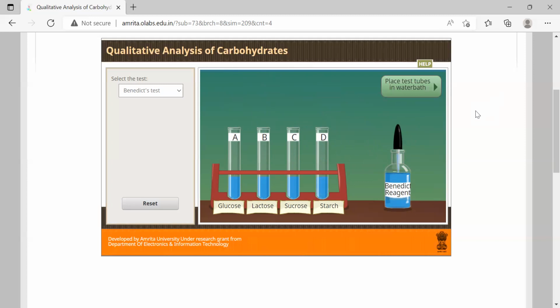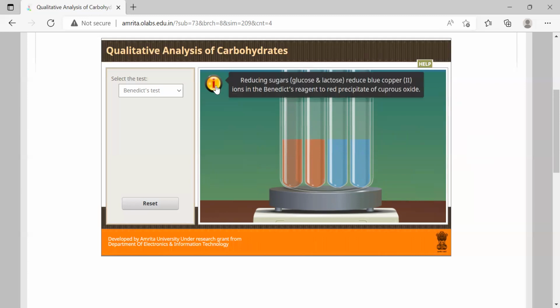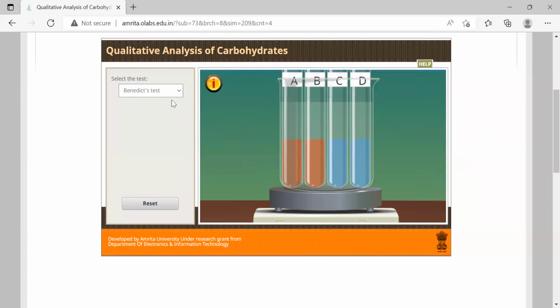Now we proceed to put the test tubes in a water bath. And similarly, if we were doing this in the laboratory, we have to wait 20 minutes for boiling the samples. And as you can see, similar to what we saw in the Fehling's test, because this is another test for looking at reducing sugars, we can see that glucose and lactose are our reducing sugars because they are reducing the copper 2 in our Benedict's reagent into copper 1.